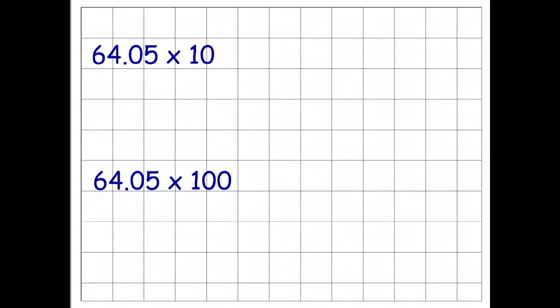Our first question then, 64.05 times 10. We're moving that decimal point one place to the right. So my decimal point will finish between the 0 and the 5. So we will end up with 640.5. On my second question, my decimal point again goes to the right with multiplication, but it's going to move twice. Once, twice, it will finish up after the number 5. So we have 6,405.